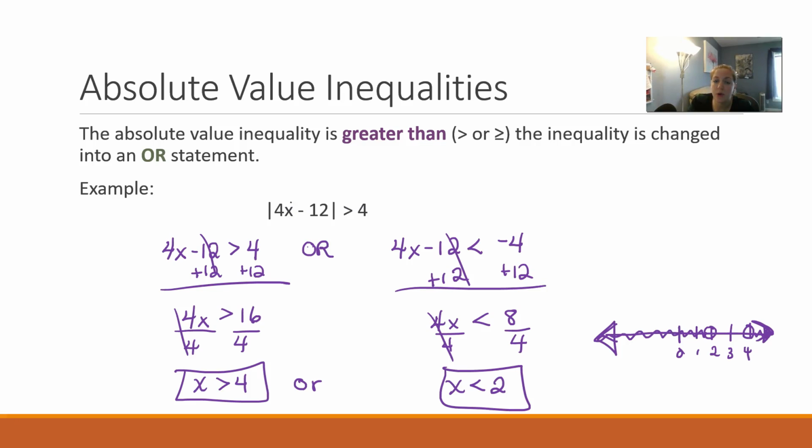So we could plug 0 in here. 4 times 0 is 0, minus 12 is negative 12. Take the absolute value of negative 12. It turns into a positive 12. Is positive 12 greater than 4? You betcha. So we're good, right? It's fitting into that case.